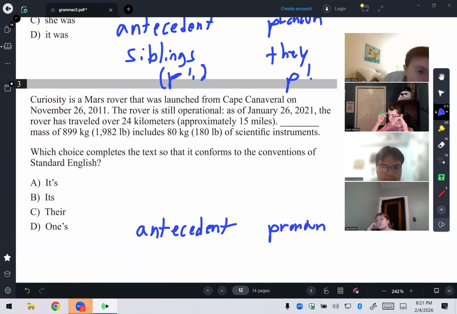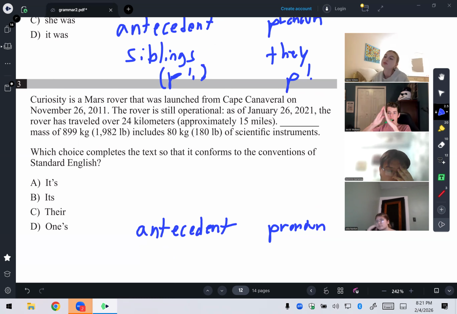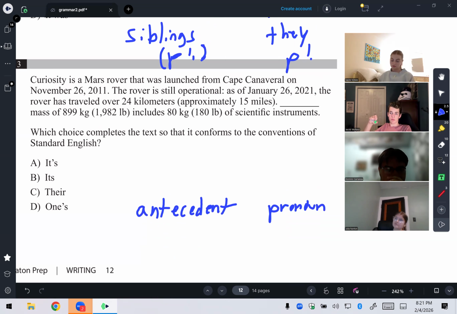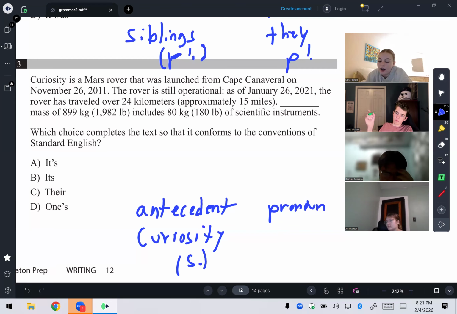2011. The rover is still operational. As of January 26, 2021, the rover has traveled over 24 kilometers. Blank mass of 899 kilograms includes 80 kilograms of scientific instruments. All right, so here we have a rover. It is singular, one rover. So we need a singular pronoun that can refer back to this rover.